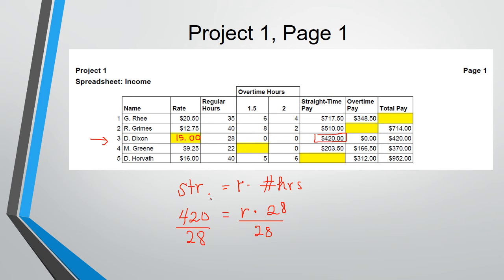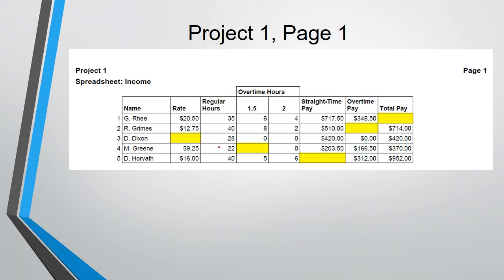Alright, now let's go ahead and do number 4. We're looking for overtime pay. In this case, if you take a look at Green, there's no double pay. So this one is a little bit easier. We're going to just do the 1.5. So overtime pay, OP, equals the rate times the number of hours times 1.5.